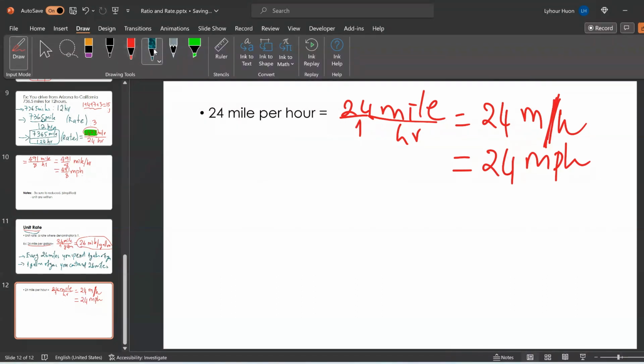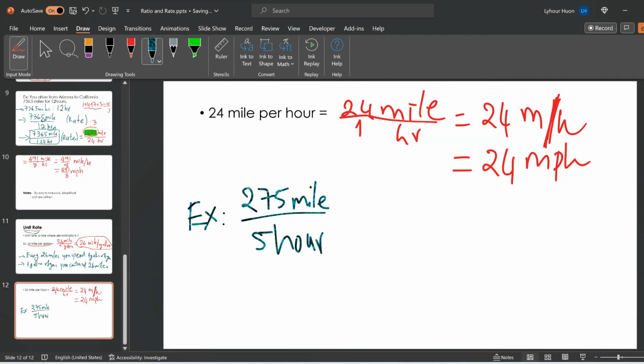So next, what do you think? Can we convert from a rate to a unit rate? A unit rate has a denominator of 1. For example, we have 275 miles per 5 hours. Can we convert this into a unit rate?